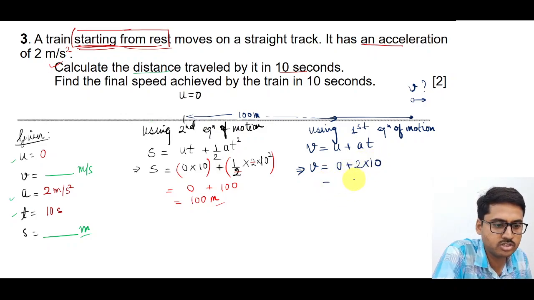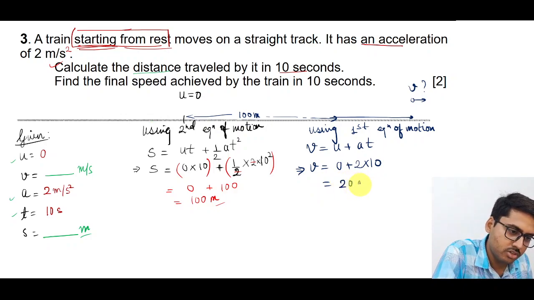It's a very easy question. This is 2 into 10, that is 20, and the unit will be meter per second.